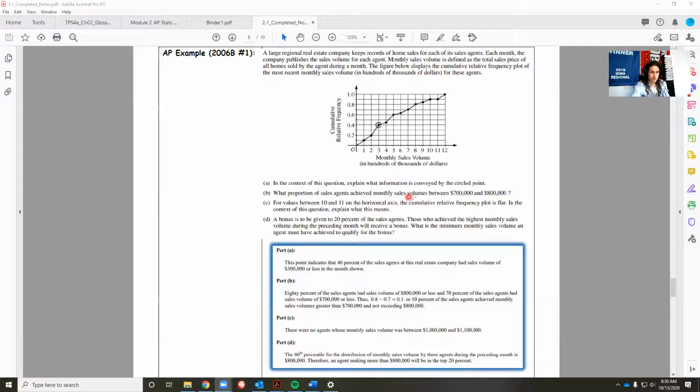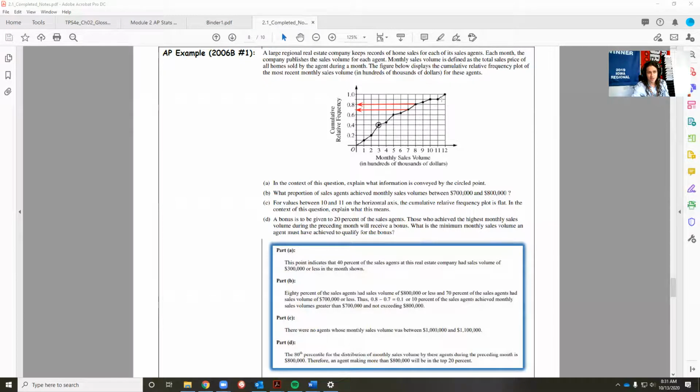What proportion is between 700,000 and 800,000? Well, take a look at 700,000. Let's draw ourselves a little line here. About 70% of folks had sold less than 700,000. About 80% of folks have sold less than 800,000. 0.8 minus 0.7, 10%.